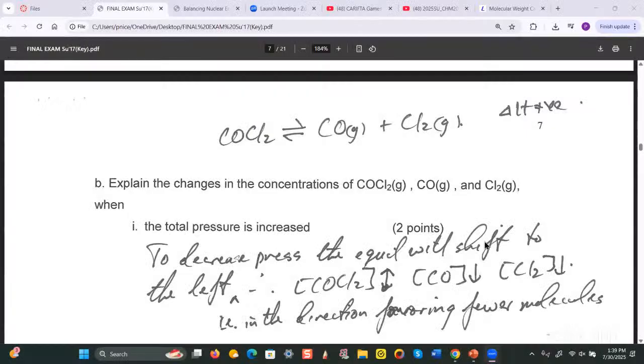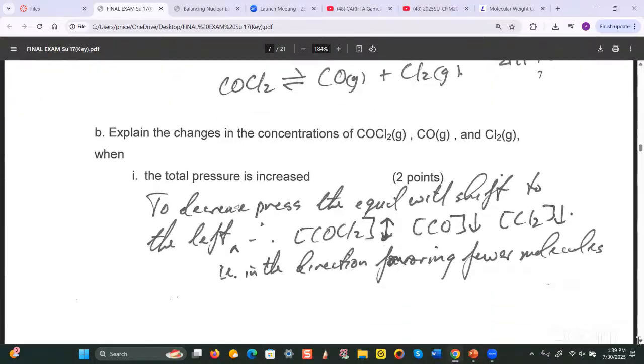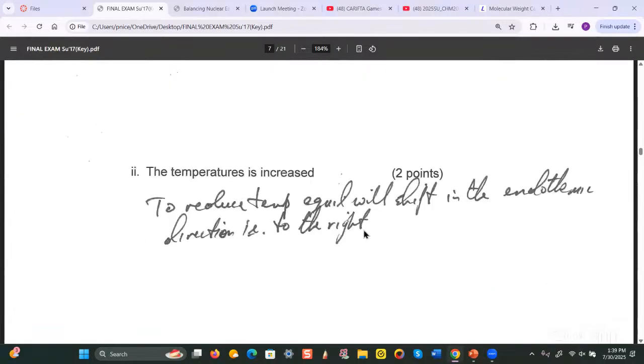So as I was saying, the equilibrium position will shift to the left, which means that the concentration of the reactant COCl2 would increase, while those of carbon monoxide and chlorine will decrease. Please note the question says explain the changes in the concentration of all of these, so you have to explain which one will increase and which one will decrease. Okay, the next one is temperature increase. What do we look for when it comes to changes in temperature in order to predict whether or not the reaction will shift?